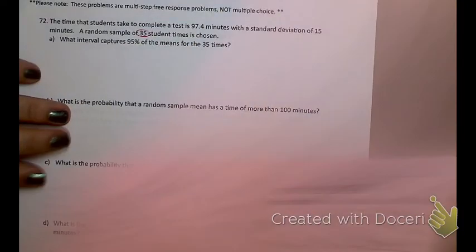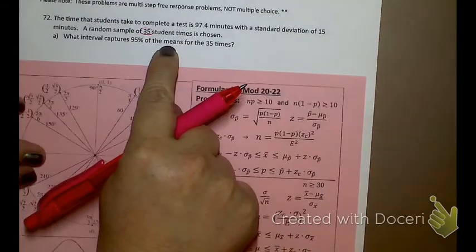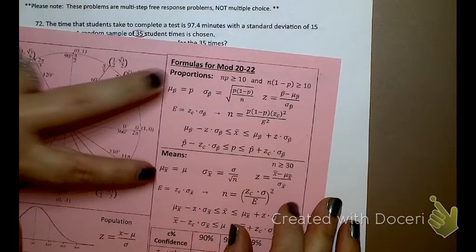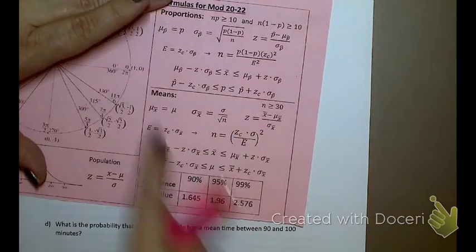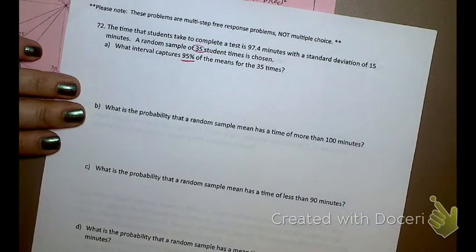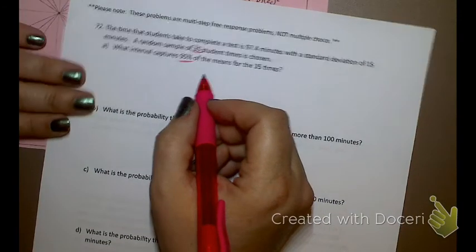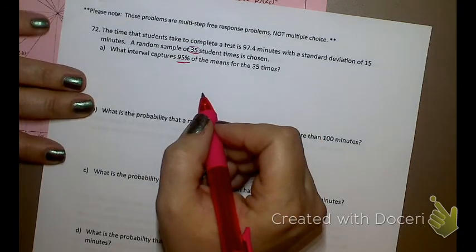Now, you notice it says means and it doesn't say anything about being normal. Therefore, we can't use our bell curve. Remember, we have our formulas split up into proportions and means. We're going to be looking down here. Now, 95%, if you remember back on the previous page, is 2 standard deviations above the mean and 2 standard deviations below the mean. Do you remember that?